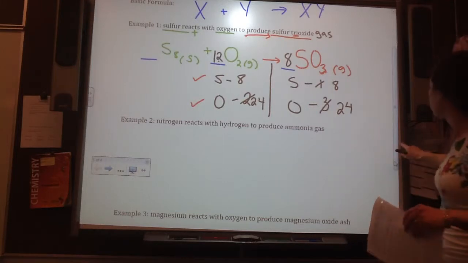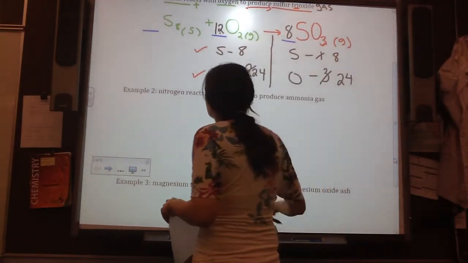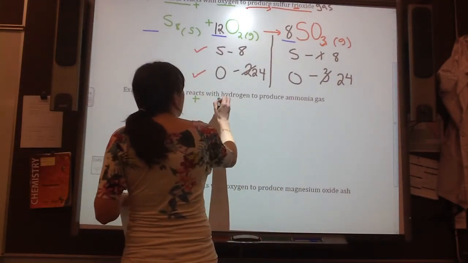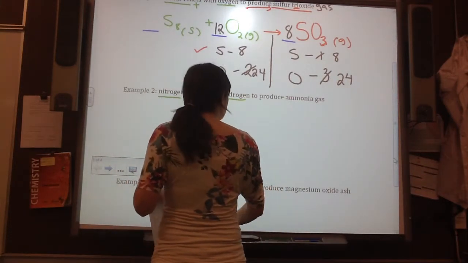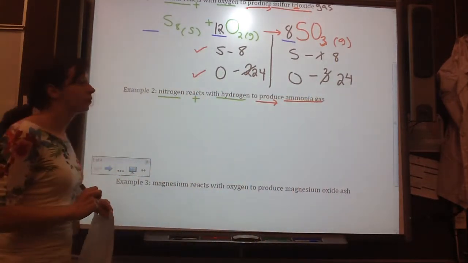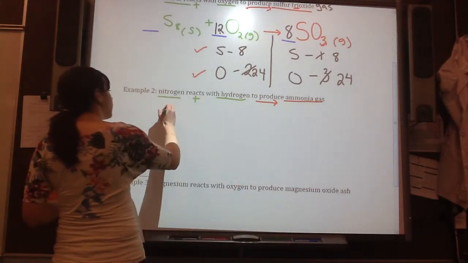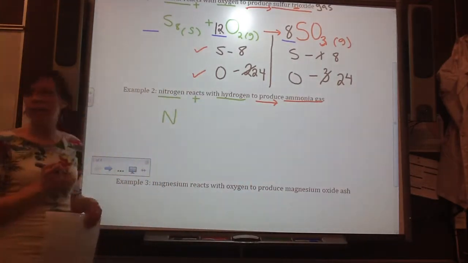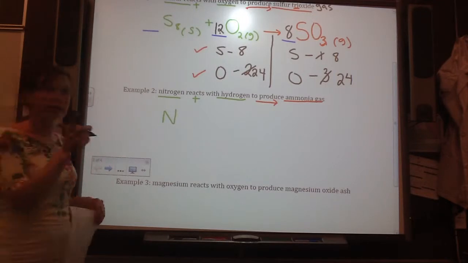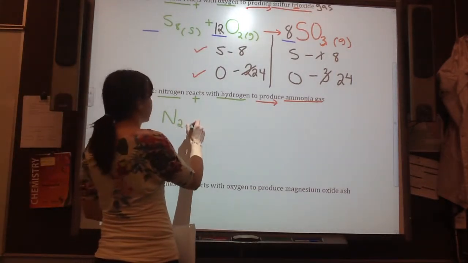So let's try another one. Nitrogen reacts with hydrogen to produce ammonia gas. So nitrogen, when it's all by itself, what does it need to be? N2, right? You look at your diatomics, and what state is it in? Gas.